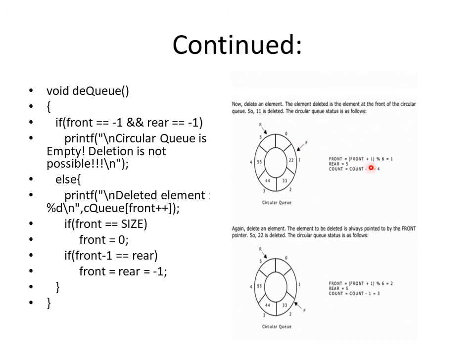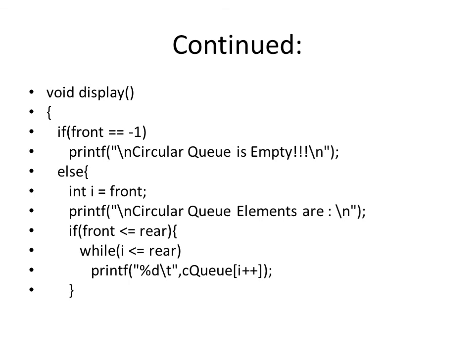Here you can see front equals (front plus 1) mod 6, and r equals the fifth position, count equals 4. You can see 1 2 3 4. Here also you can see front equals (front plus 1) mod 6, that equals 2, and rear equals 5. Count, what happens, 1 I have deleted, 1 2 3. That means simultaneously I am decrementing the count. While inserting, simultaneously I am incrementing the count, while deleting, simultaneously I am decrementing the count.